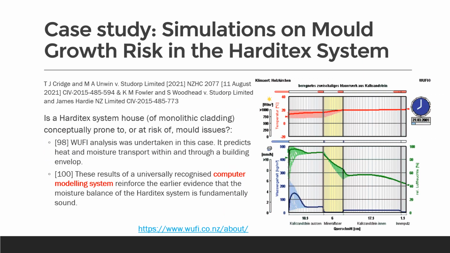As illustrated in this James Hardie case report about the simulation on mold growth risk in the Harditex system, it utilized advanced modeling techniques to predict heat and moisture transport within and through a building envelope and to assess the moisture balance of the system.